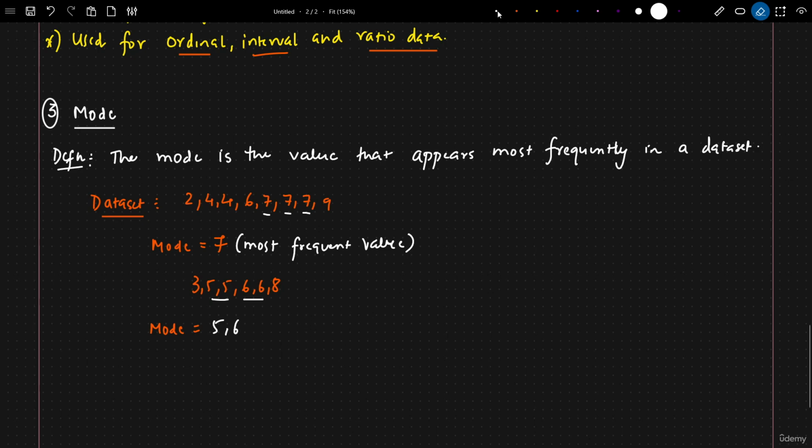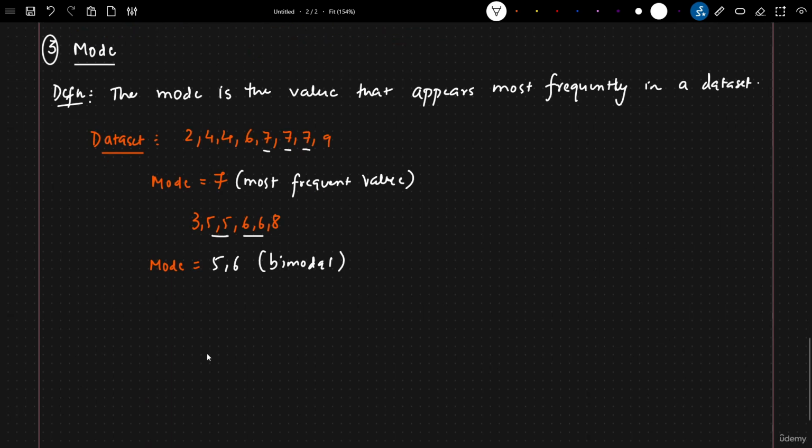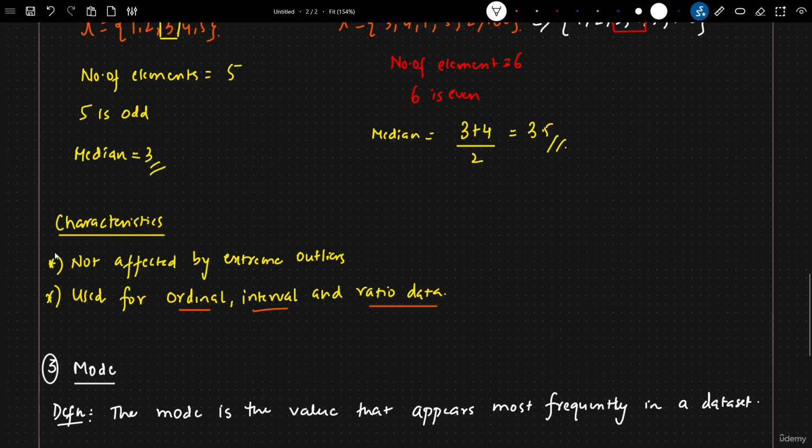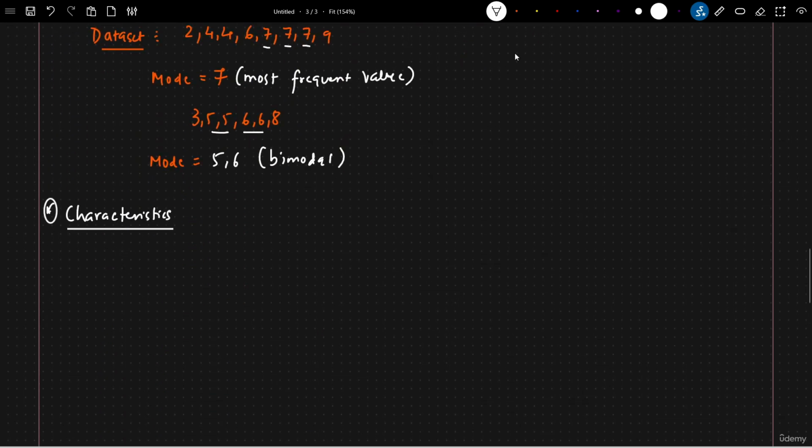So I will go ahead and write this. This is nothing but bimodal. Similarly, you may have multimodals also. It is up to you, depending on how many modes there are. Now, what are the characteristics with respect to this? Let's go ahead and discuss the characteristics.